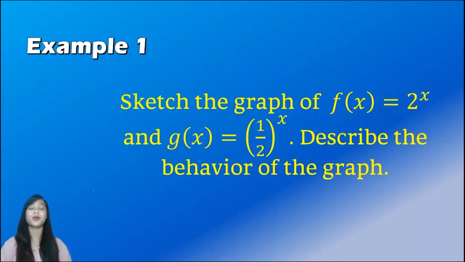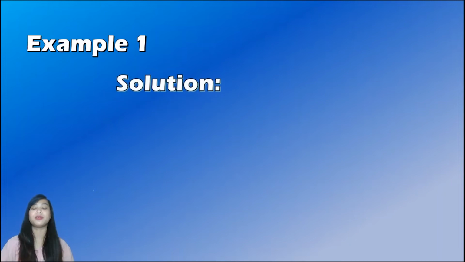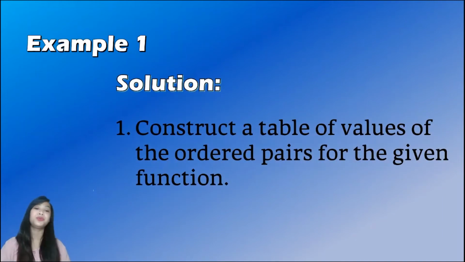So in order to sketch the graph, we need the first step. The first step for our solution is to construct the table of values of the ordered pairs for the given function. So we have 2 given functions, the f of x and the g of x. So we need to construct the graph of those 2 functions. So let's first have the table of values by getting the ordered pairs.